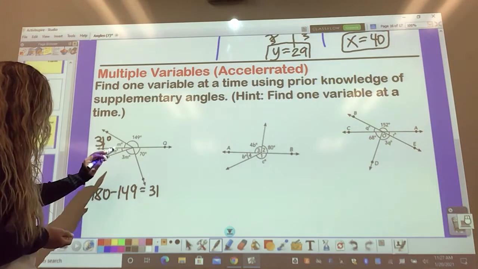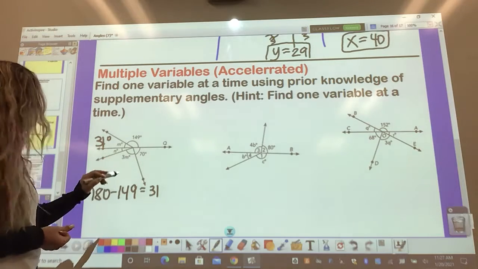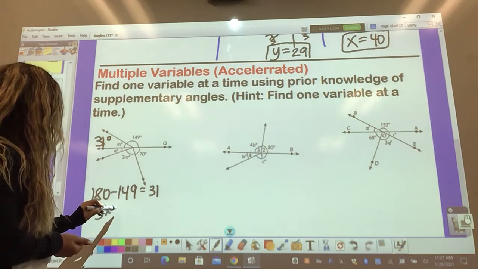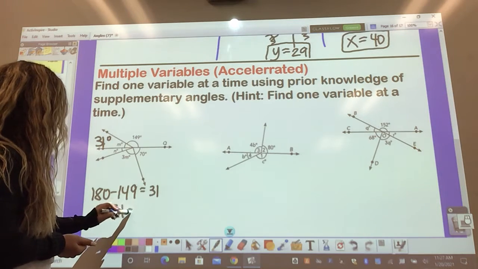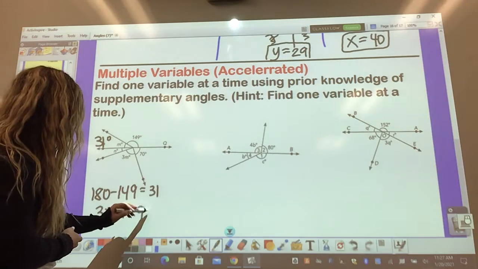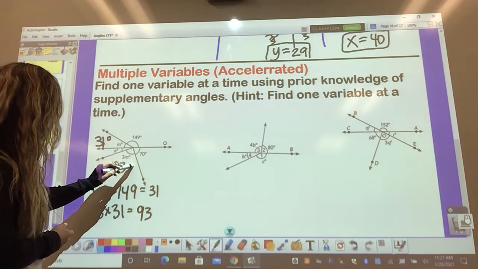I can use that to find this angle. This angle is 3 times m. So 3 times m would give me this angle. So 3 times 31, because m is 31, would be 93, making this angle 93 degrees.